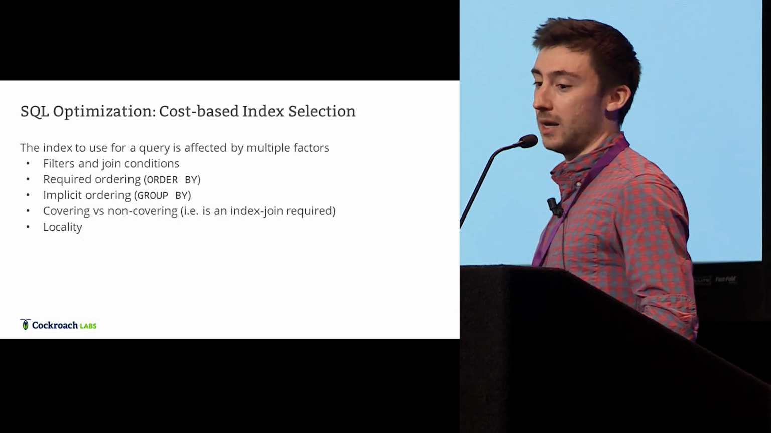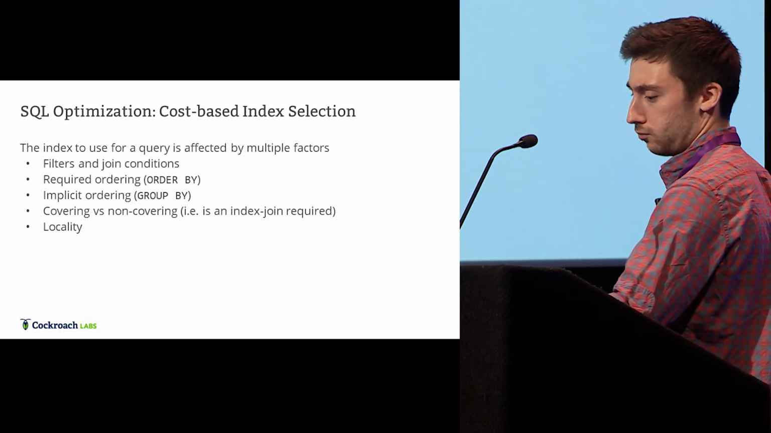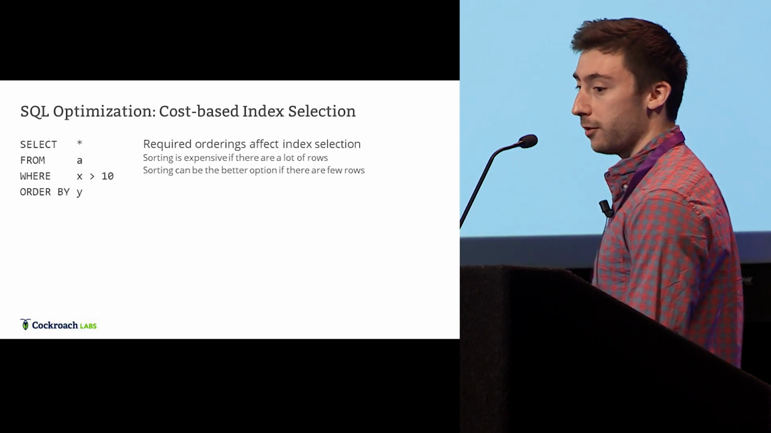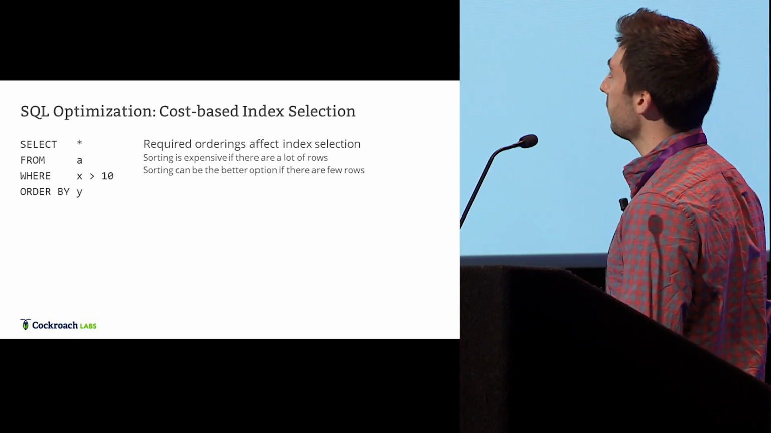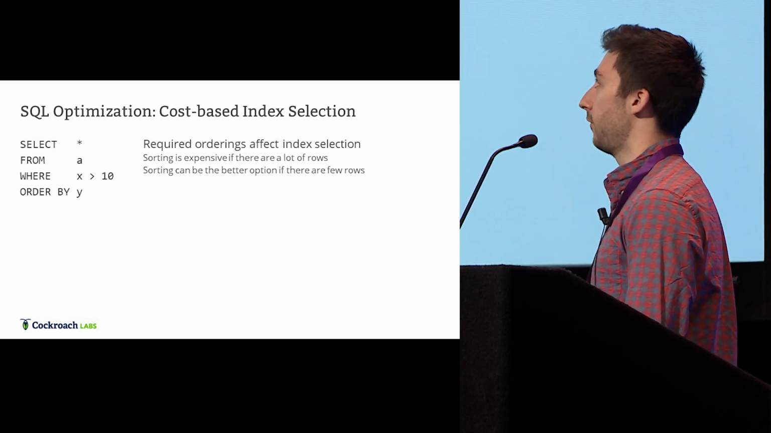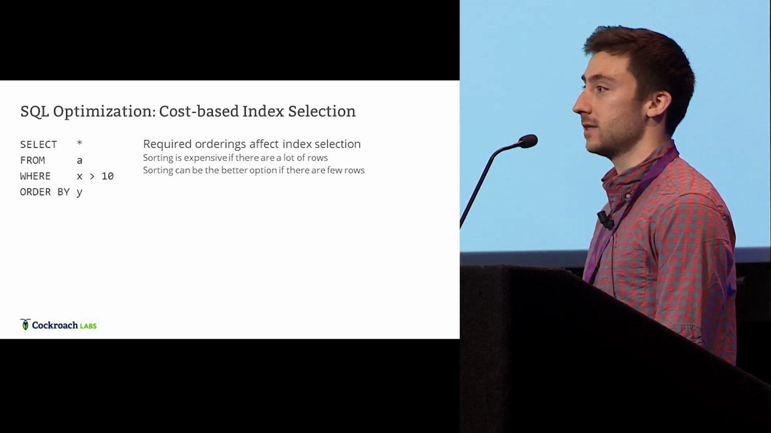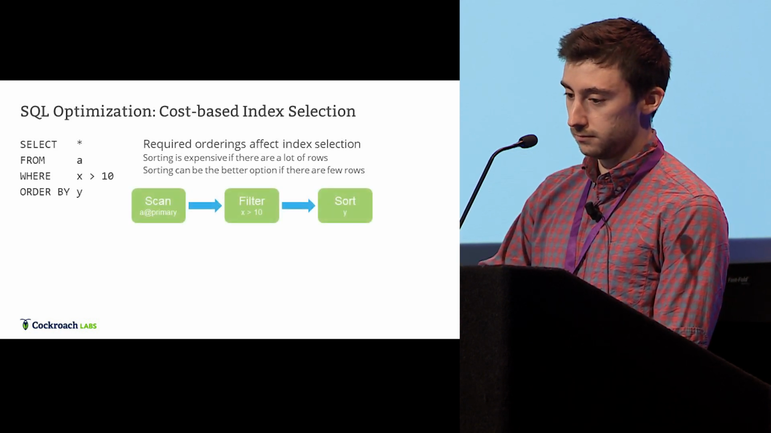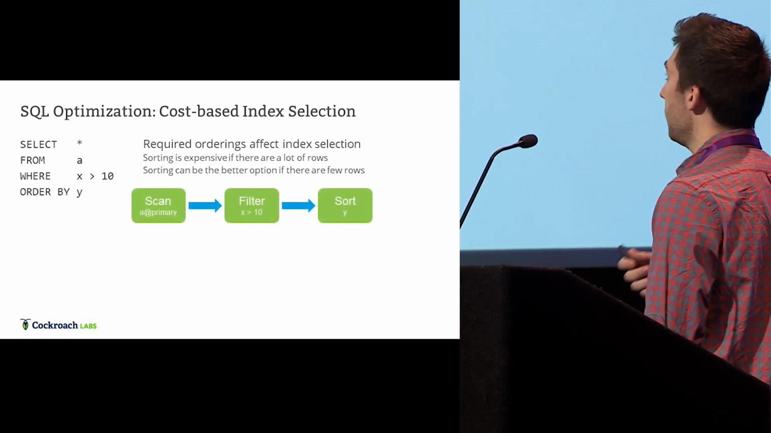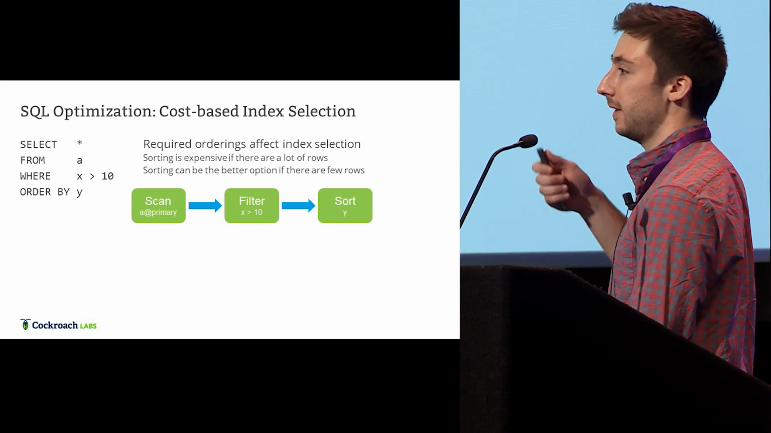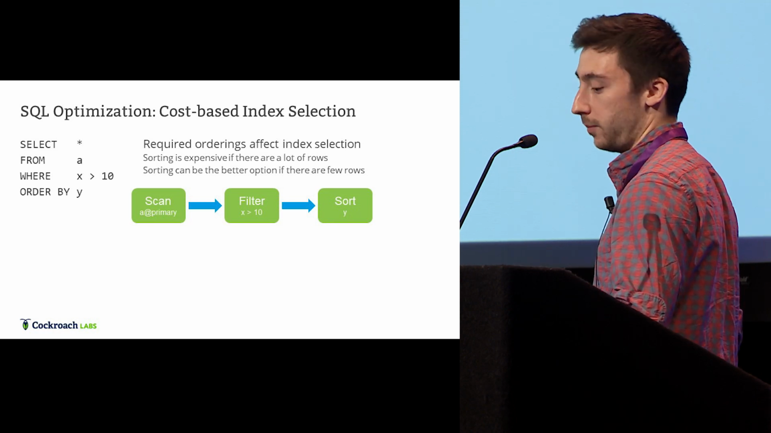So I'll give a last example of what this looks like. Here we have a query that's scanning over table A, filtering based off of a column X, and then ordering based off of a column Y. And the question is, what query plan do we choose to execute this query? The initial AST gives us something like this, where we're just going to scan, filter, and then sort. And this is pretty basic, but this would work.